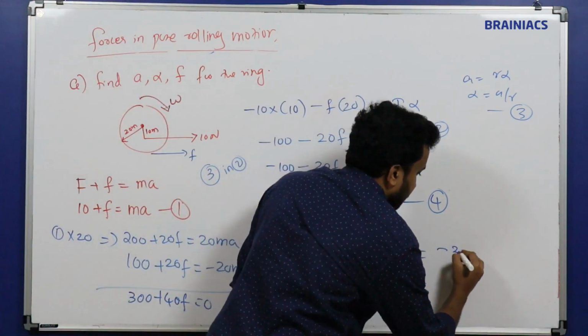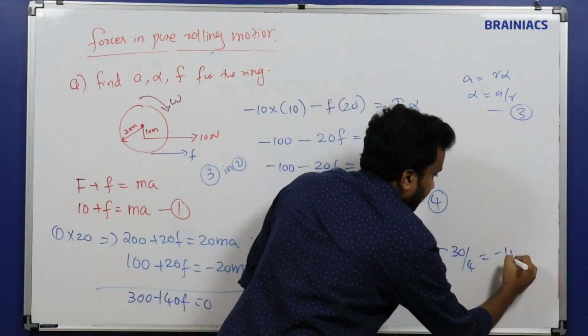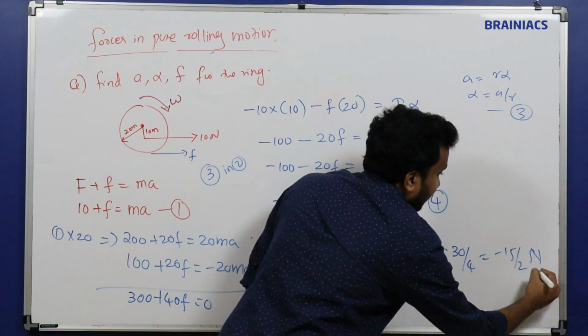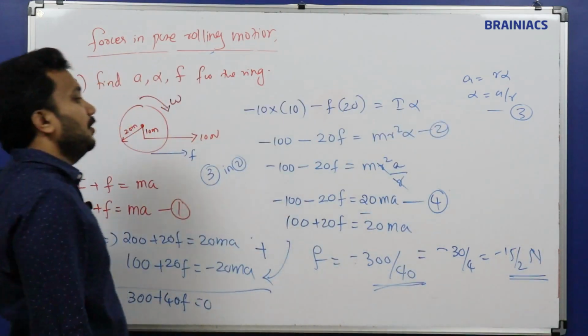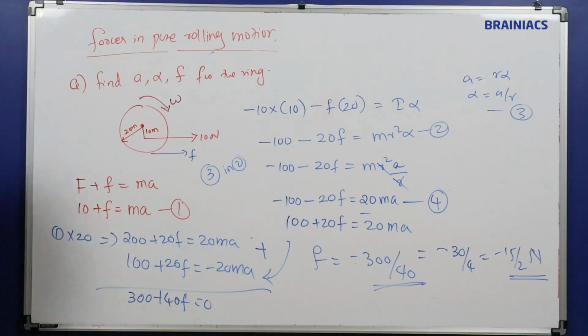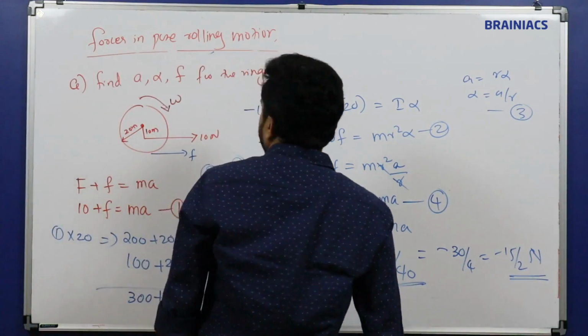So what is the answer? Minus 30 by 4, which is minus 15 by 2 Newton. We got minus 15 by 2 Newton. So we got the force.